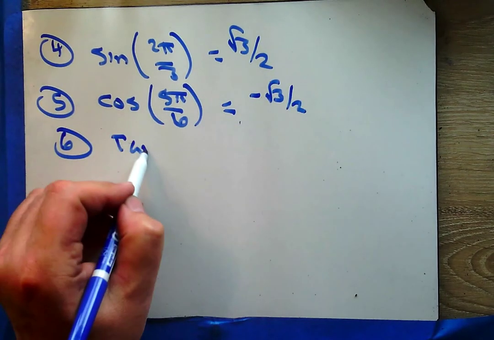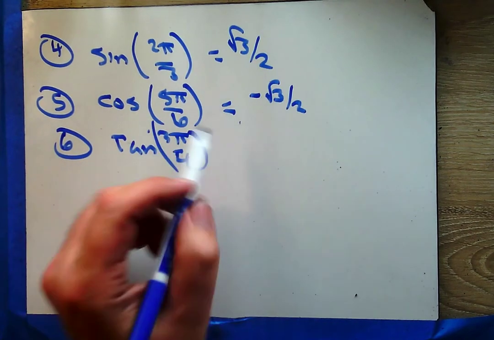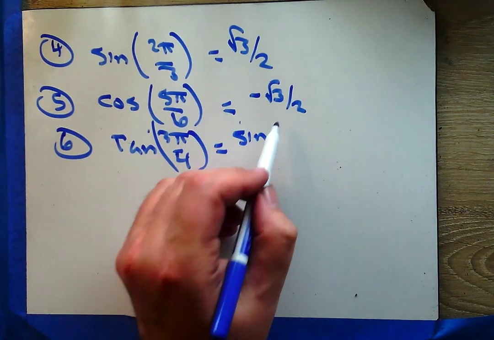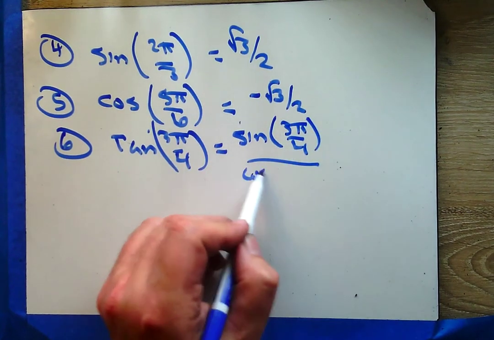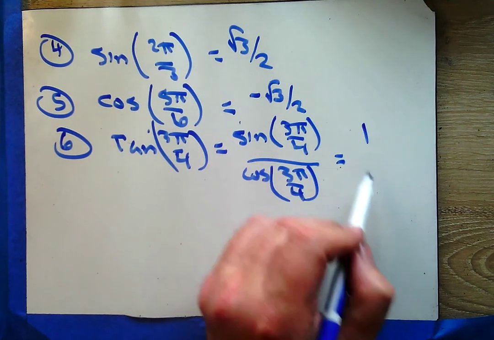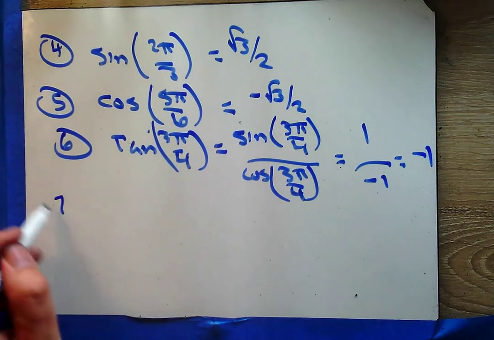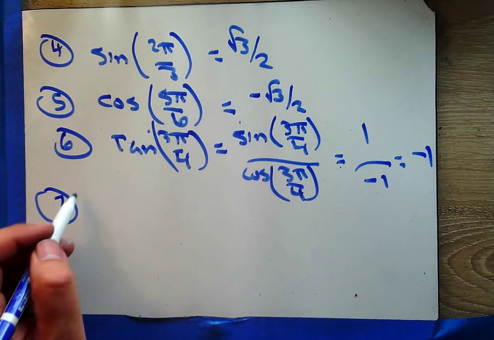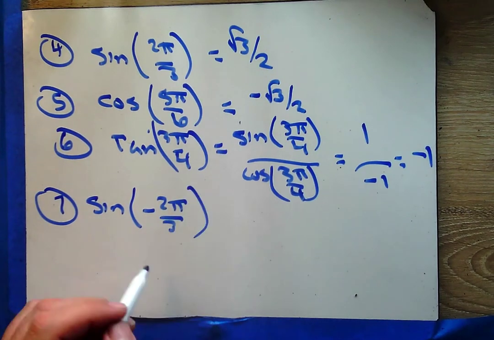6, tangent of 3 pi over 4. I know that's negative 1, but if you're not sure, you could always think about it as the sine of 3 pi over 4 divided by the cosine of 3 pi over 4. This is 1, this is negative 1, and so I get negative 1. Problem number 7, sine of negative 2 pi over 3.